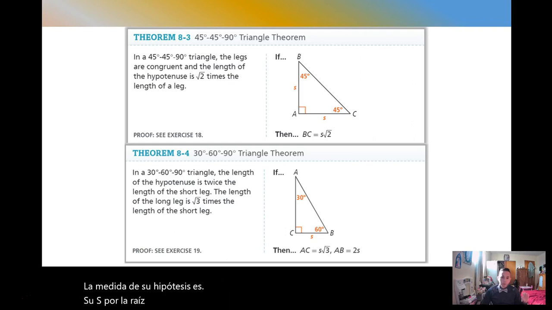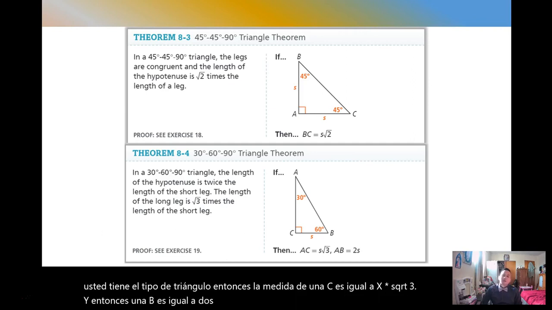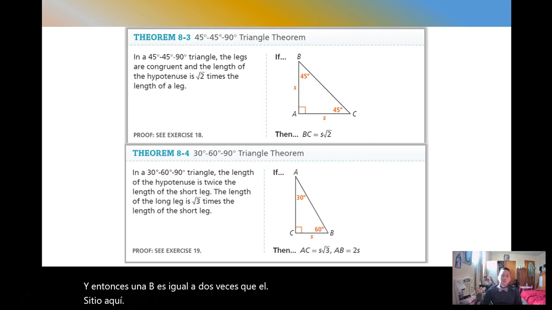Same with we have your 30, 60, 90 special right triangle. If you have that type of triangle, then the measurement of AC is equal to S times the square root of 3, and then AB is equal to twice the side here. Okay, so for us to understand these two theorems further, we're going to apply them in an example.